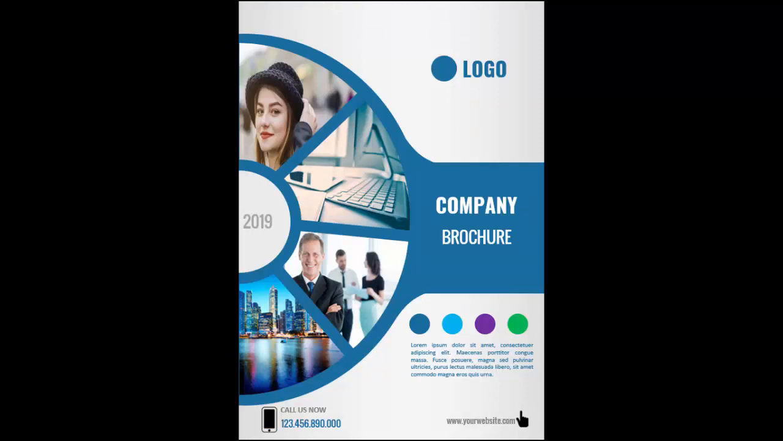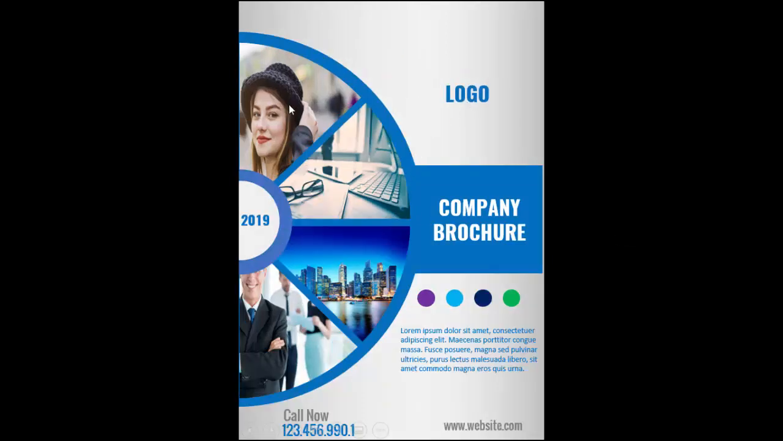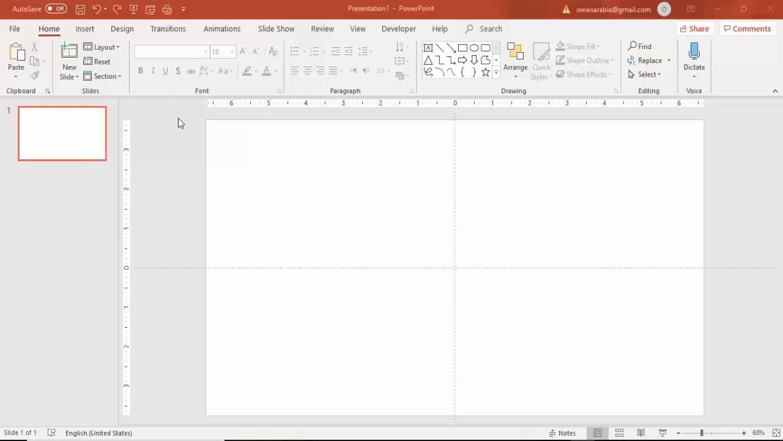In this tutorial, I'm going to show you how to create an A4 size portrait brochure design in PowerPoint. You can see here I have added four different photos in a semicircle, and you can add the company logo on the top, and below you can add the social media accounts like Facebook, Twitter. At the bottom you can add the company name and the contact details. So let's see how to create this slide in PowerPoint.